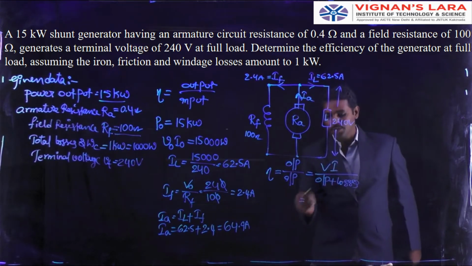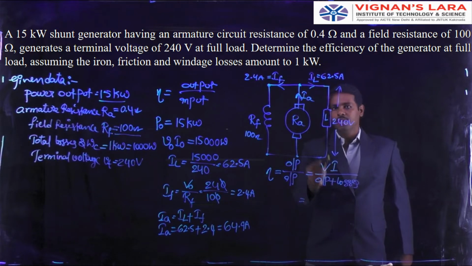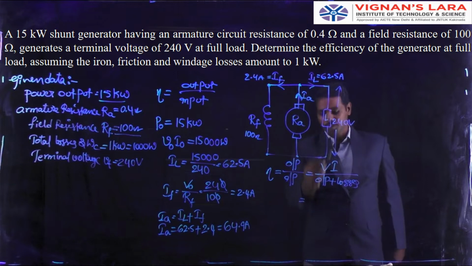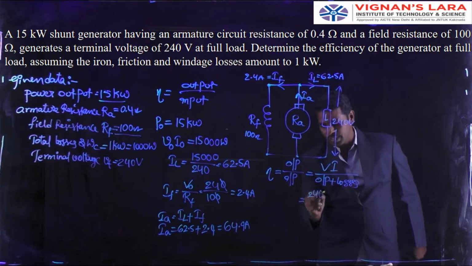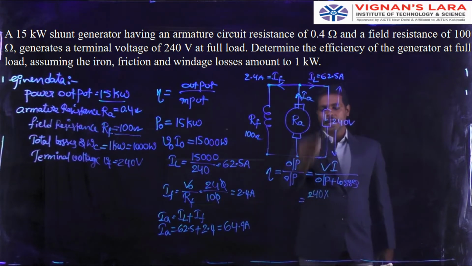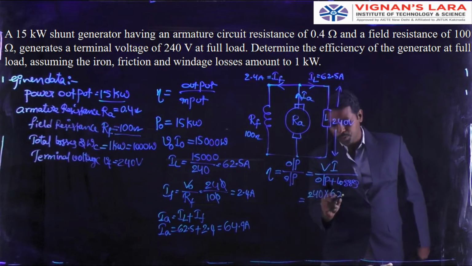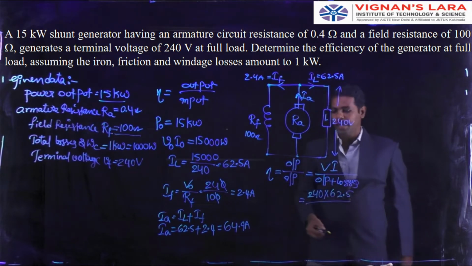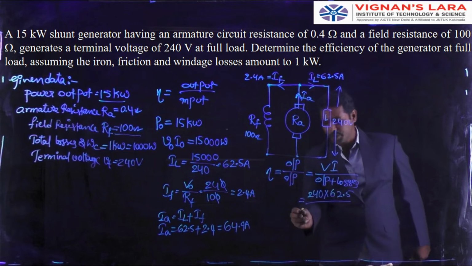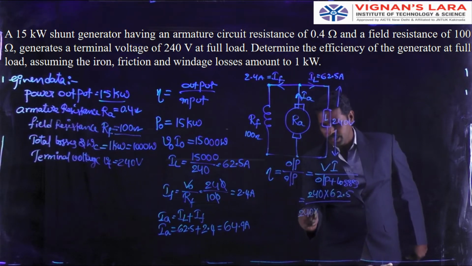So output is equal to V into I. V into I means terminal voltage or load voltage into load current. So it is equal to 240 multiplied with load current, which is 62.5. Efficiency is output divided by output plus losses. Output is equal to 240 into 62.5.